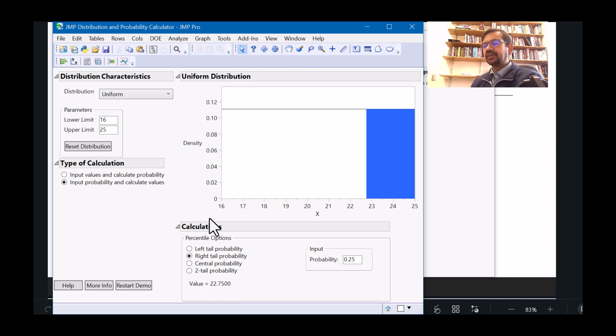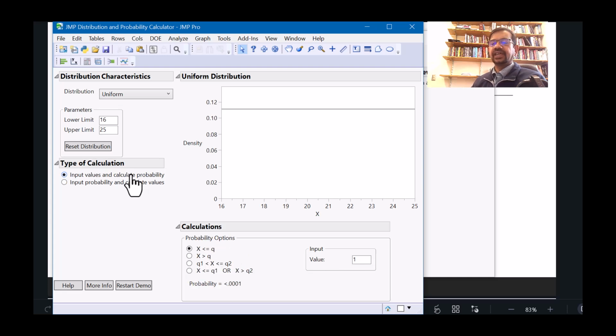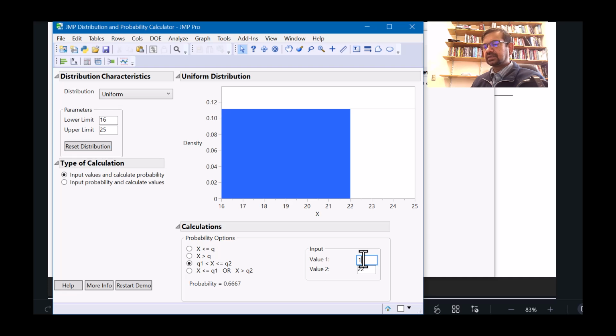If we wanted to find the probability of the stock values between 19 and 22, we are given the two values. I'll choose this first option, input the values and calculate the probability. We want the value between the interval 19 to 22. Our lower value is 19. We can type in 19 here, and our upper value is 22. So 0.333, or 1/3, as we had calculated.